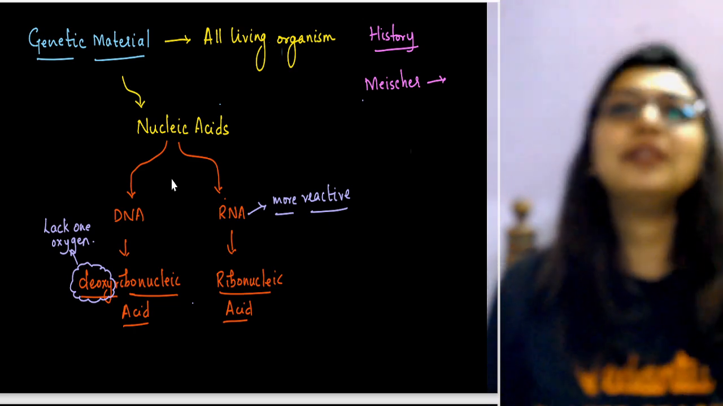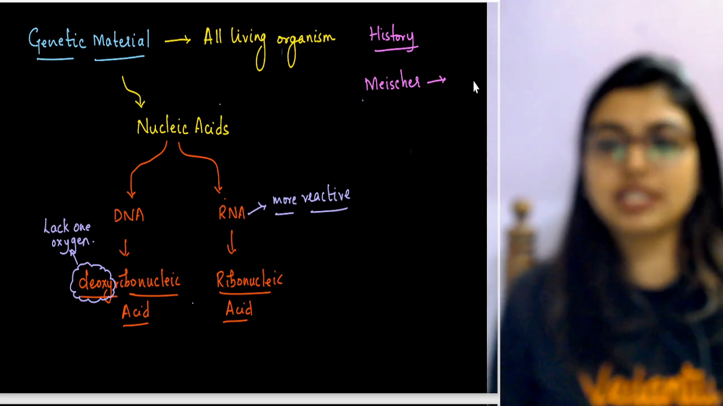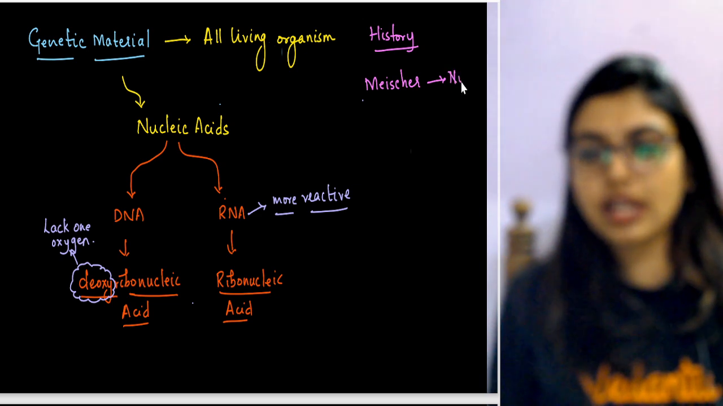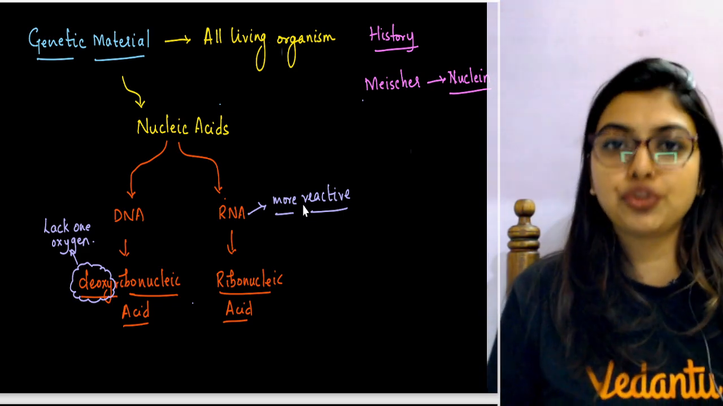He was working on pus cells, and when he was working on pus cells, he happened to find something called nuclein. He found something called nuclein, and this was the first ever introduction to nucleic acid.